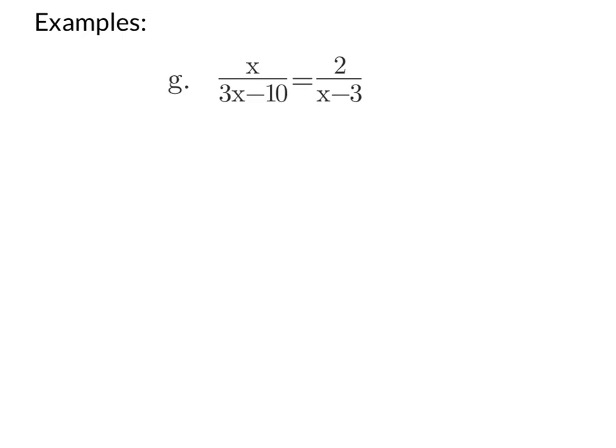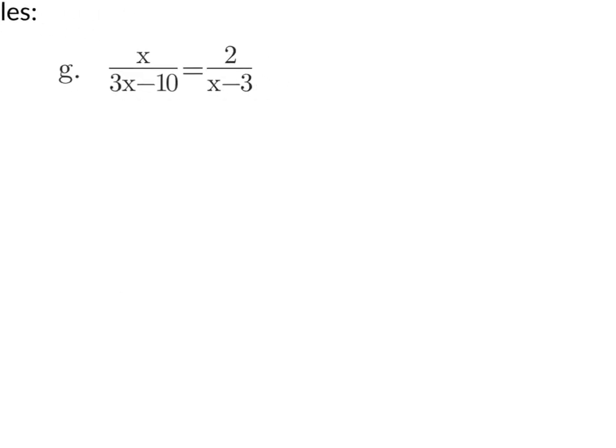All right, last example. Let's look at x over 3x minus 10 equals 2 over x minus 3. This is also a proportion, so we can go ahead and cross multiply. I get x times x minus 3 equals 2 times 3x minus 10. All right, if we distribute, we get x squared minus 3x equals 6x minus 20.